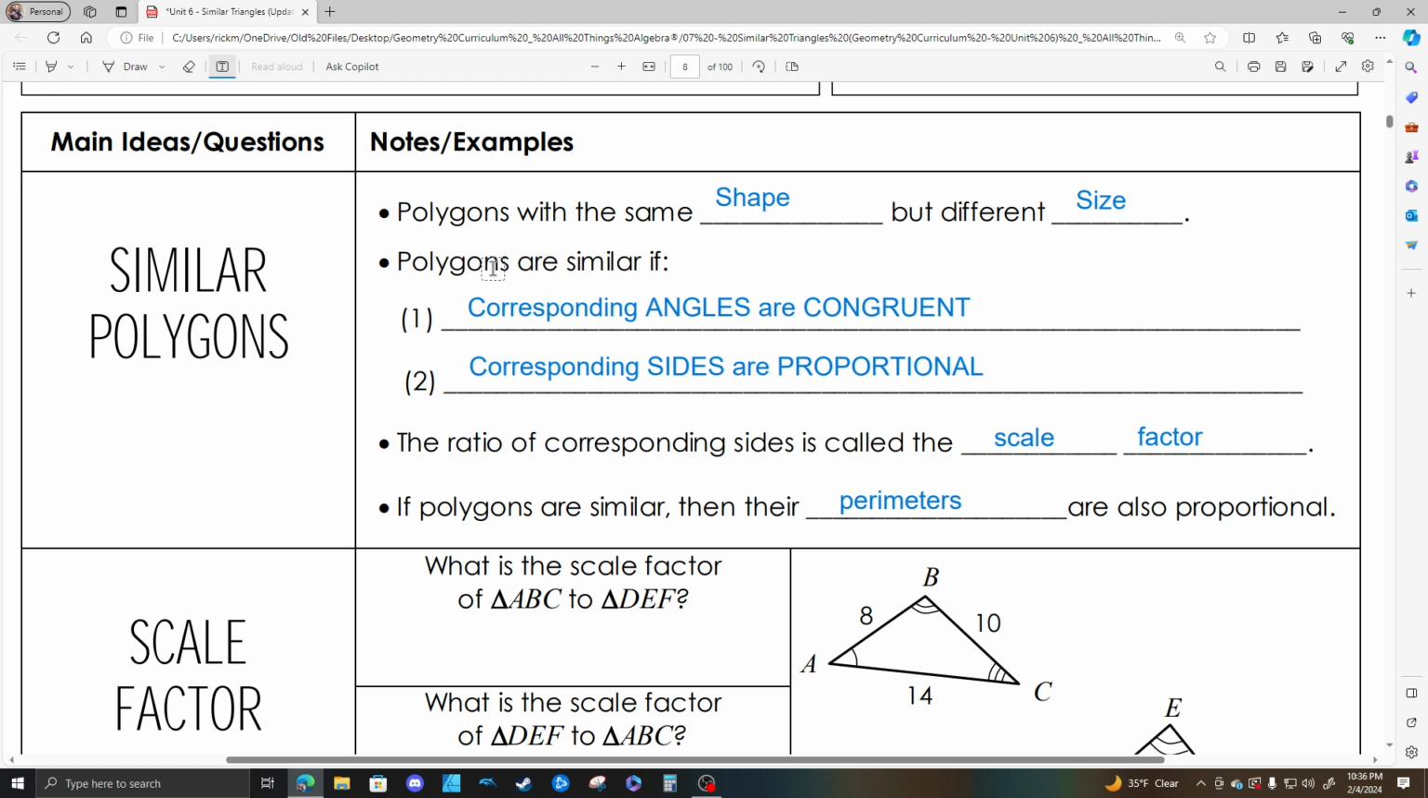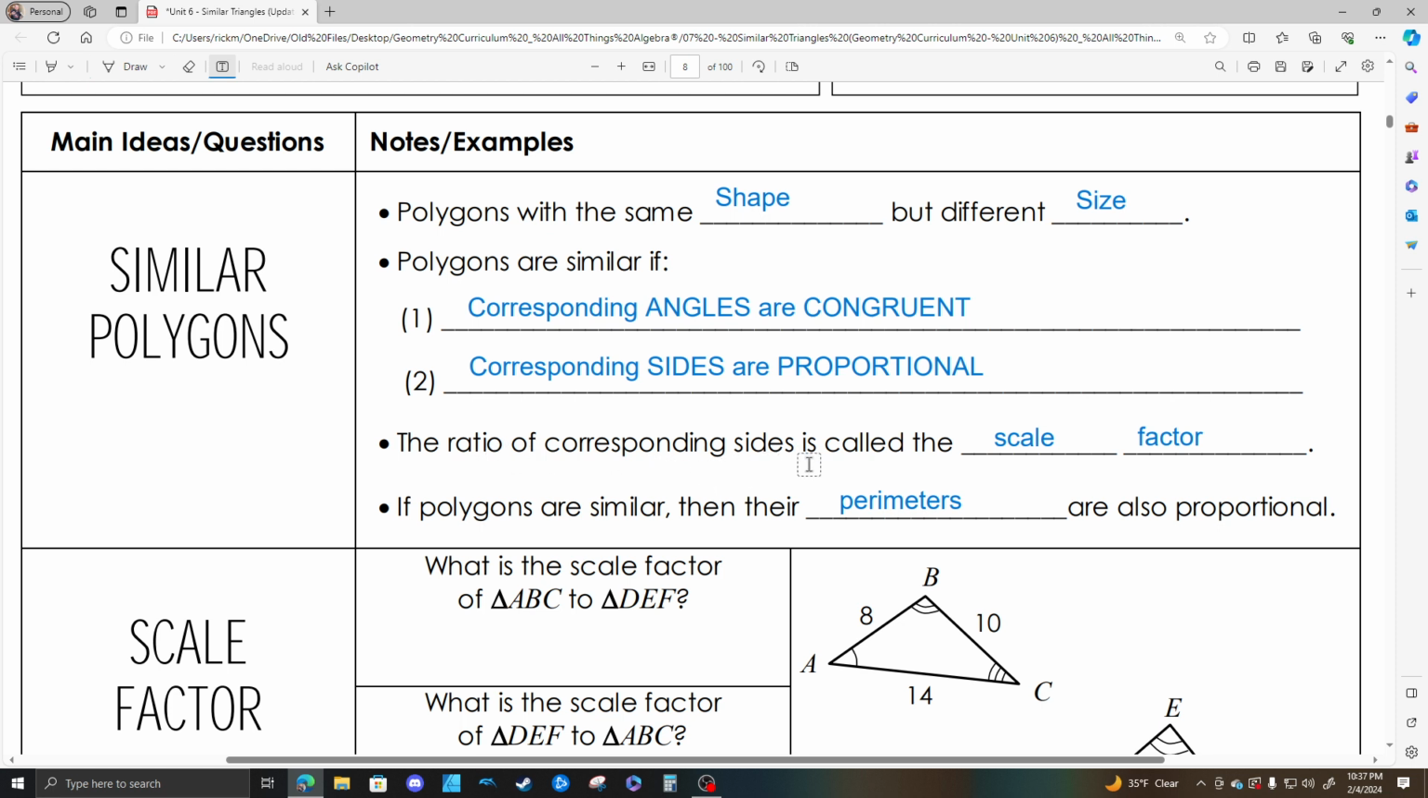Okay? So let's look at this. Polygons are similar if the corresponding angles are congruent and the corresponding sides are proportional. And we're going to go over an example here in a second on what that means. But basically, the angles have to be identical. There can be no differences in the angles. The relationship between the sets of sides has to be the same on all three sides. And we'll go over that in a second too.